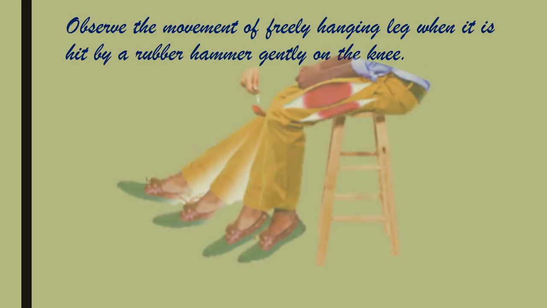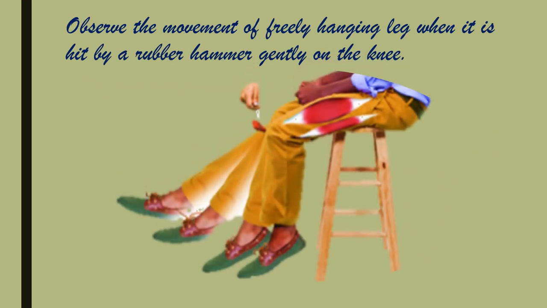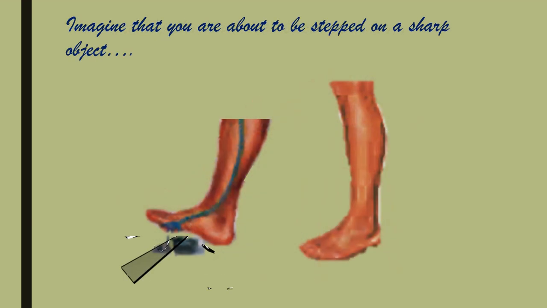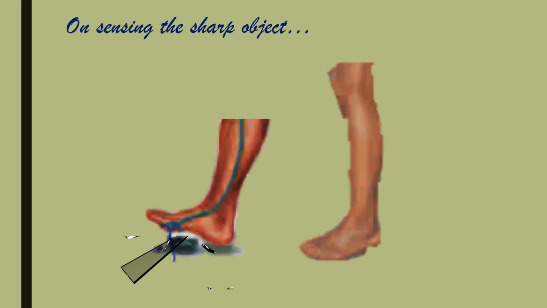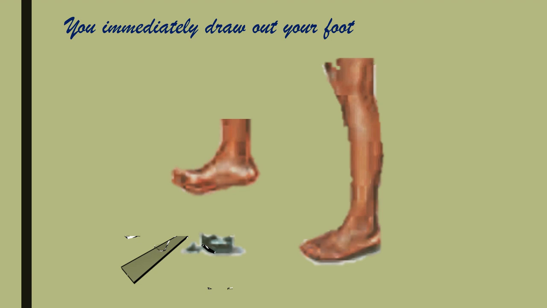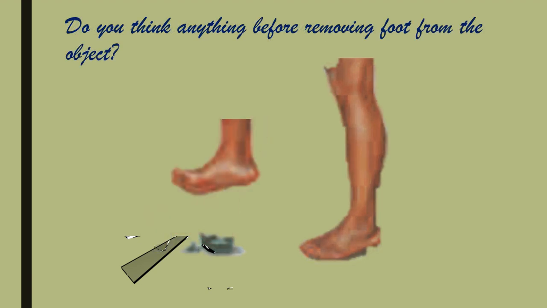Observe the movement of a freely hanging leg when it is hit by a rubber hammer gently on the knee. How quickly the leg moves backwards. Imagine that you are about to step on a sharp object. On sensing the sharp object, you draw out your foot immediately. Do you think anything before removing the foot from the object?